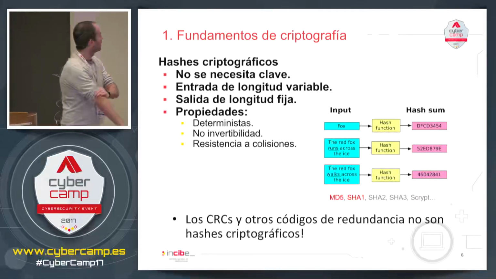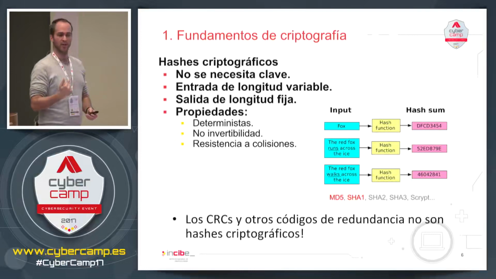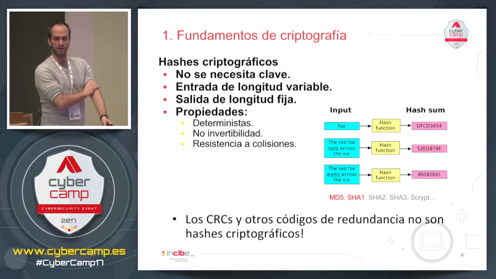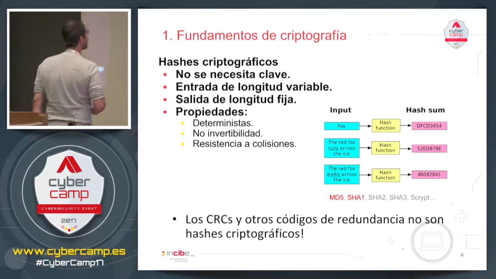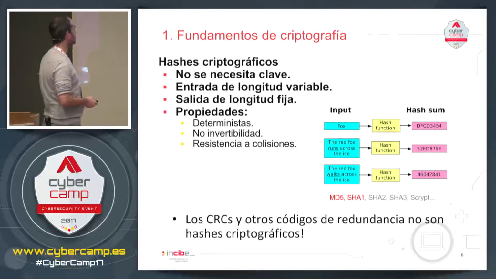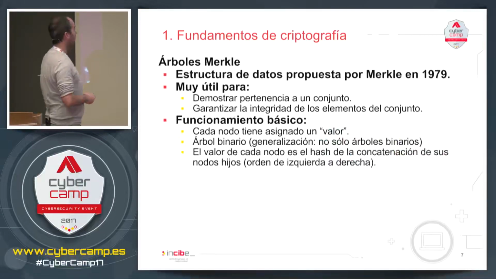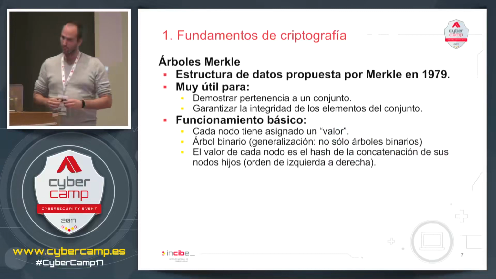It's not a one-to-one function, and you can get an image of it quite easily. I just wanted to say that. It's a comment. CRCs aren't cryptographic hashes.